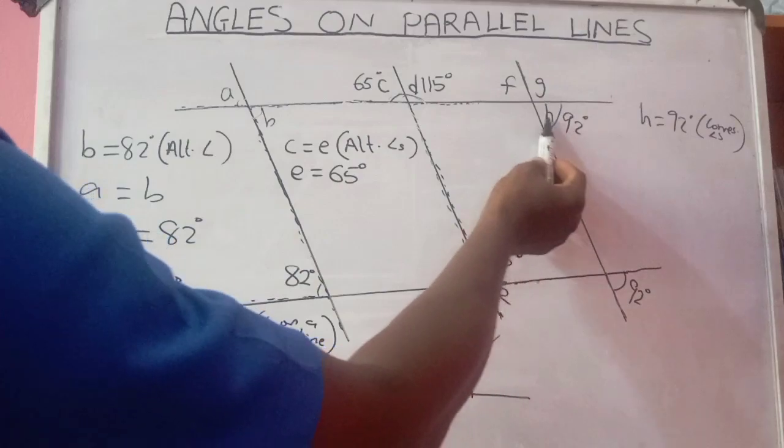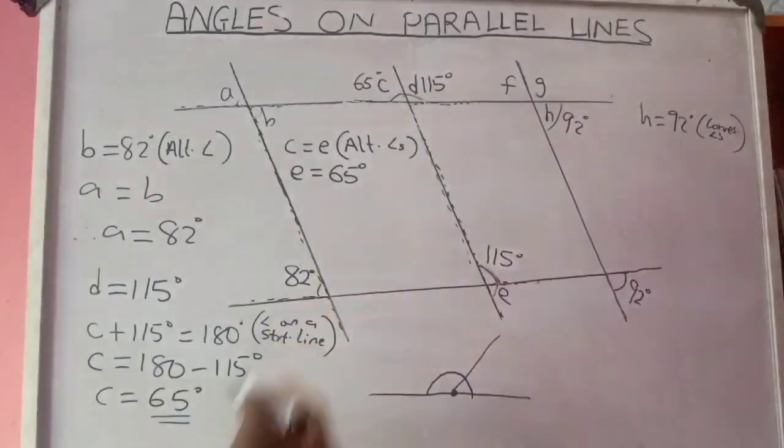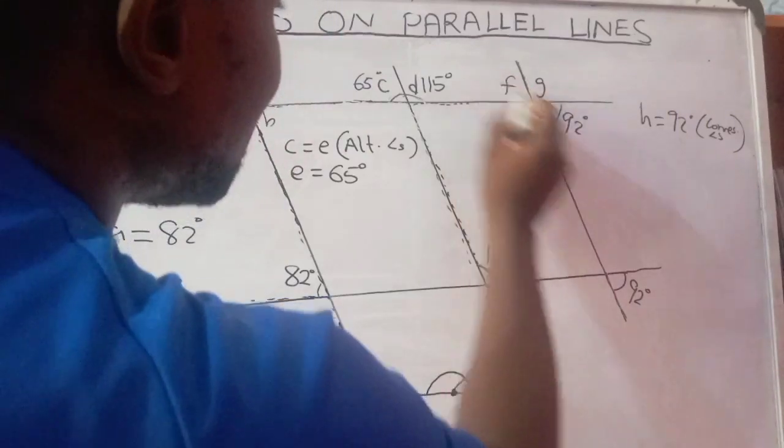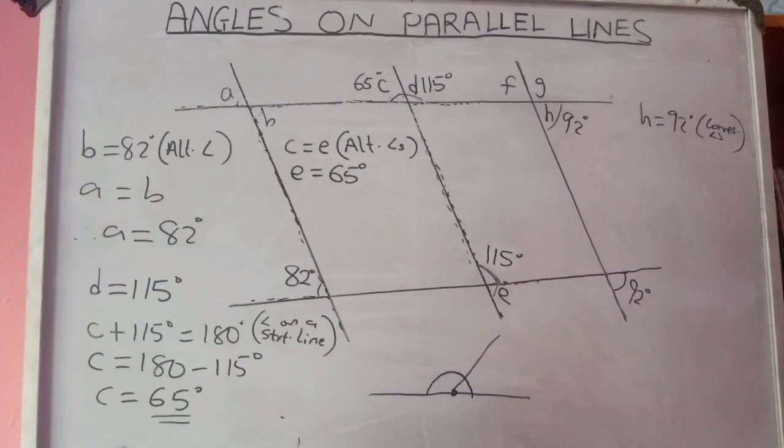So say if we know what's the relationship between F and H, can someone say that? That is vertically opposite angles. And we say that vertically opposite angles are equal.